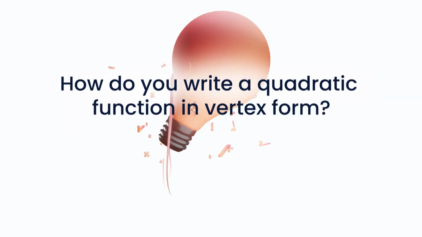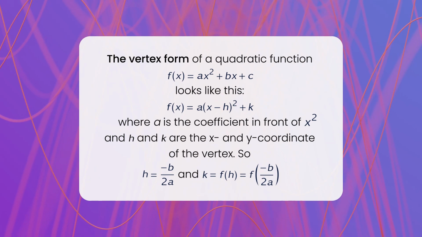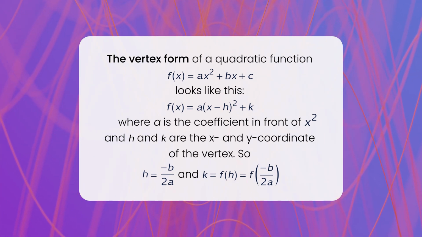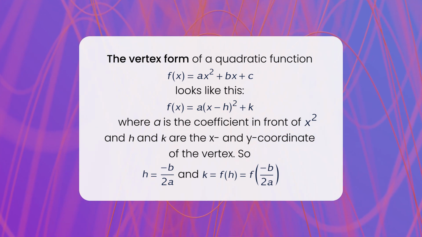How do you write a quadratic function in vertex form? The vertex form of a quadratic function, f(x) = ax² + bx + c, looks like this.